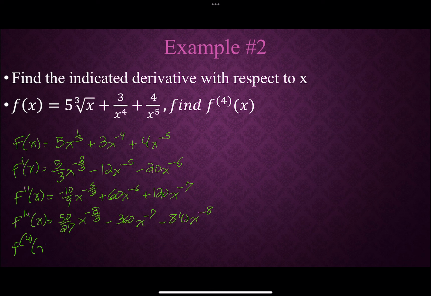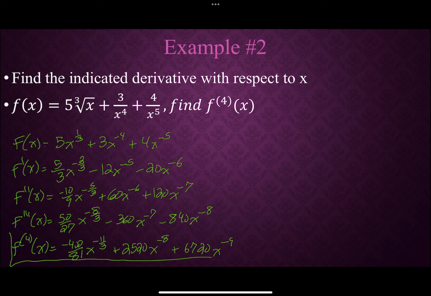And then our fourth derivative, our last one. So once again, multiplying 50 over 27 by negative 8/3, we get negative 400 over 81 x to the negative 11/3. We subtract by 1. We get a positive 2,520 x to the negative 8th. And then a positive 6,720 x to the negative 9th. That would be our fourth derivative. Now, most problems in calculus, you're going to only really need to go to the second derivative. It has actual real-world applications.